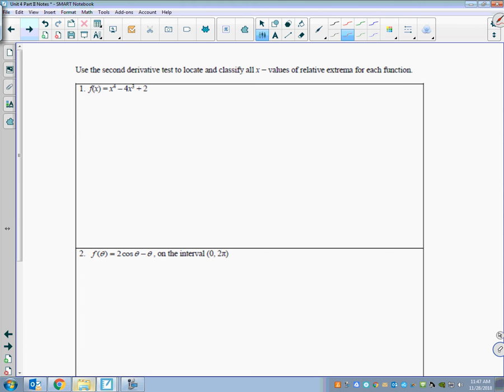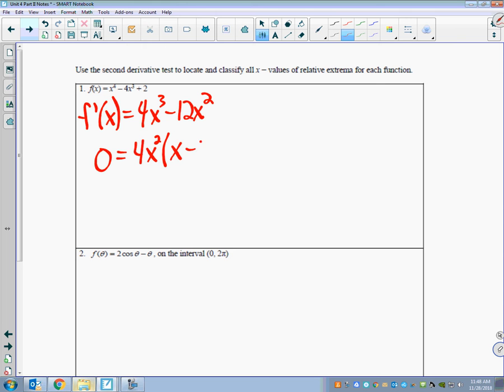So it says use the second derivative test to locate and classify all x values of relative extrema. So when it's a polynomial function, finding your derivatives is pretty easy. So the first derivative here is just 4x cubed minus 12x squared. If I want to find my critical points, remember that's when I set that equal to 0, so I could factor out a 4x squared, and that would leave me with what? x minus 3. So my critical numbers are x equals 0 and x equals 3.